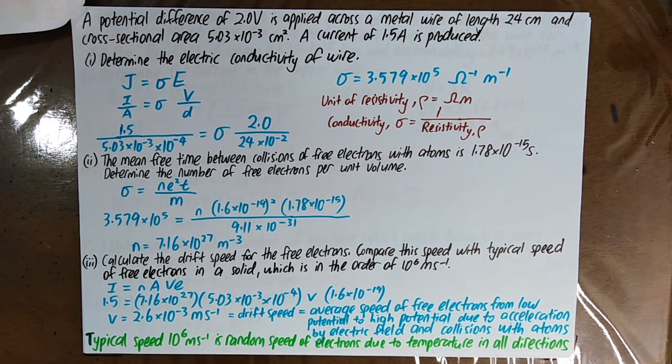The typical speed, which is of big magnitude, is the random speed of the electrons in all directions due to the temperature. That means that this is contributed by the thermal energy.